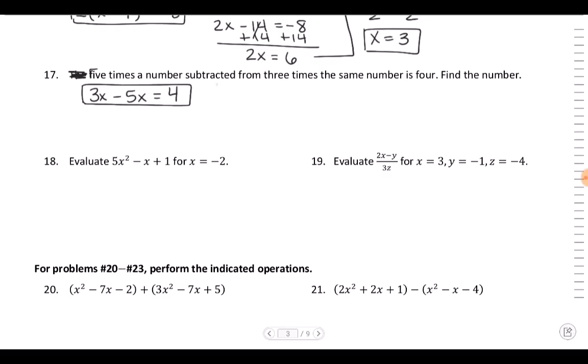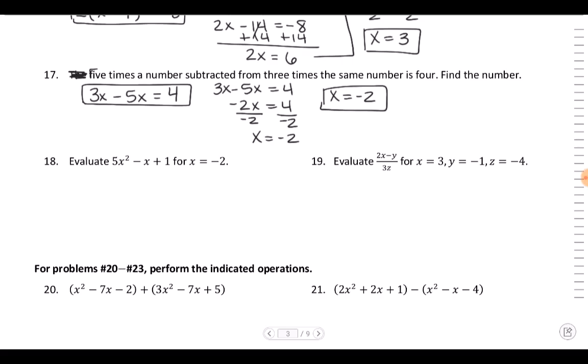And now we need to solve. Well, 3x minus 5x, well, that's like terms. So when I subtract, I should have negative 2x equals 4. Divide by negative 2. So x equals negative 2. That would be my solution. I'm going to write that over here. It just fits a little better there.